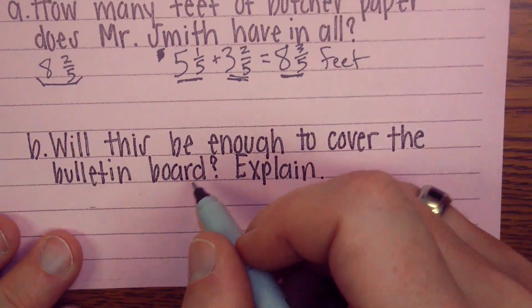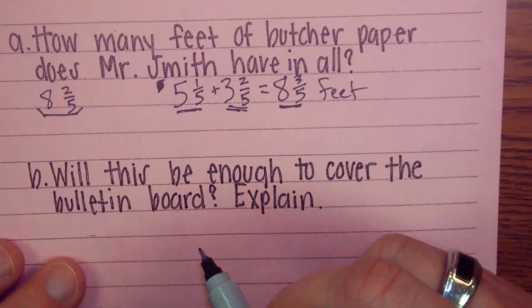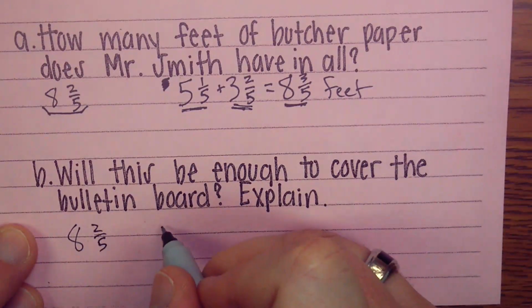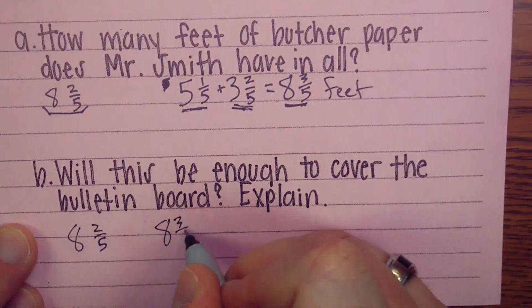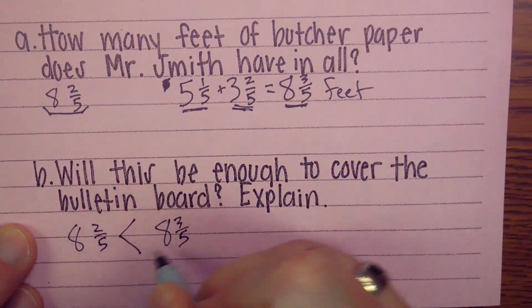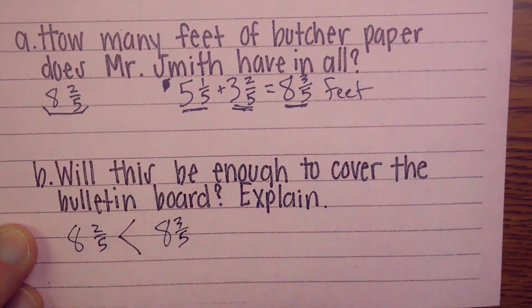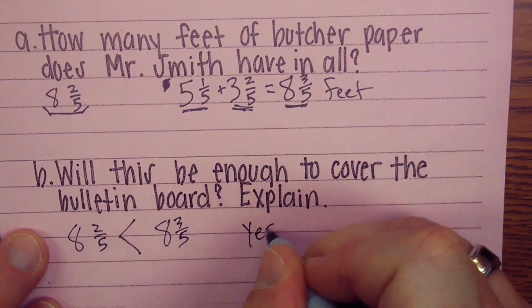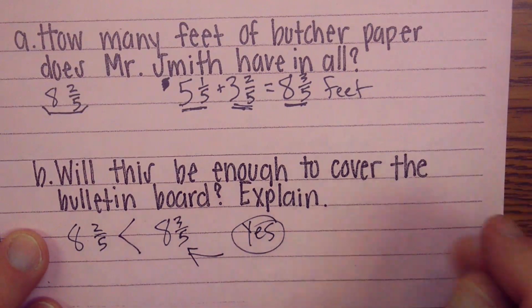Now, it says, will there be enough to cover the bulletin board? Explain. Well, he needs 8 2/5. He has now 8 3/5. We know that 8 3/5 is more than what he needs. So yeah, he has enough. Yes, and our explanation is right there.